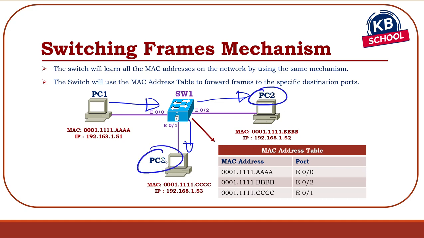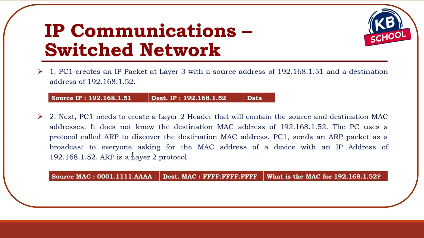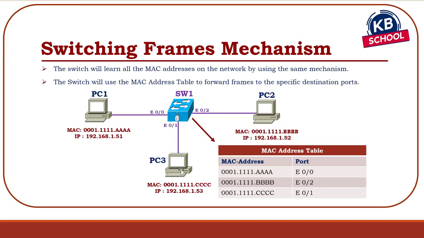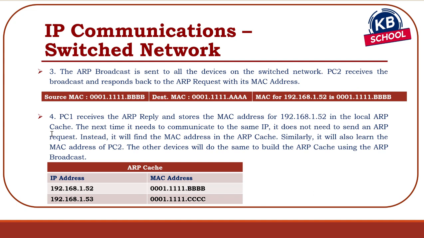PC2 and PC3 receive it. And what did they receive? They receive somebody is asking or looking for what? What is the MAC address for 52? PC3 ignores it. It's not his IP address, but PC2 says, oh, somebody is looking for my MAC address. And what does PC2 do with it? PC2 responds back.